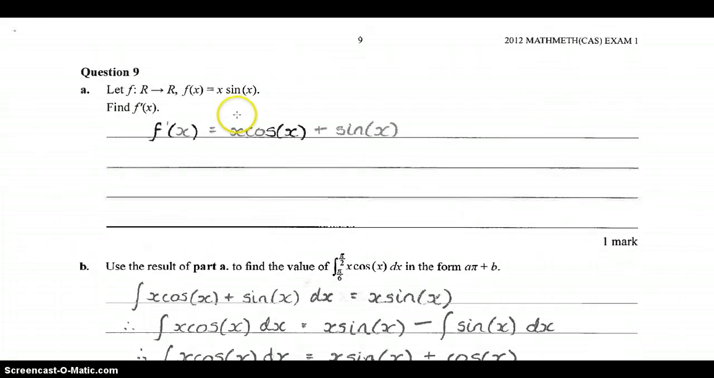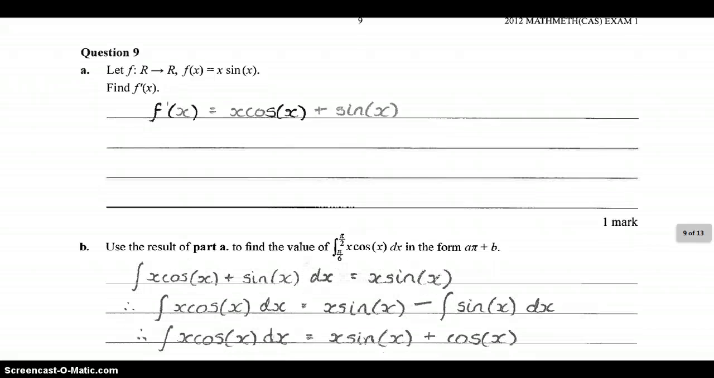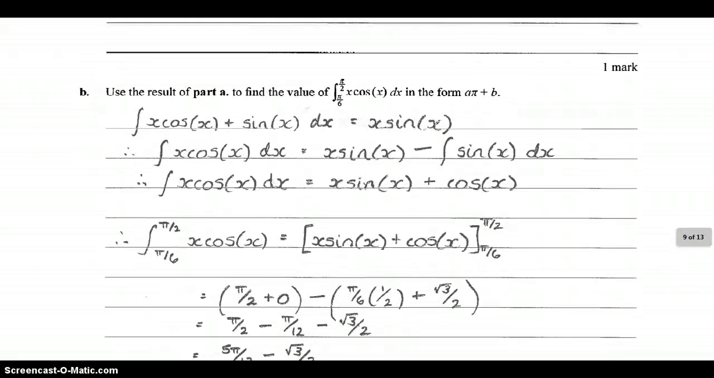Okay, question 9, simple product rule question, x sine of x. If we differentiate that, we get x cos of x plus sine of x. Look up the product rule if you're not sure what to do there. For part B, we need to use the result of A to find the value of that integral.